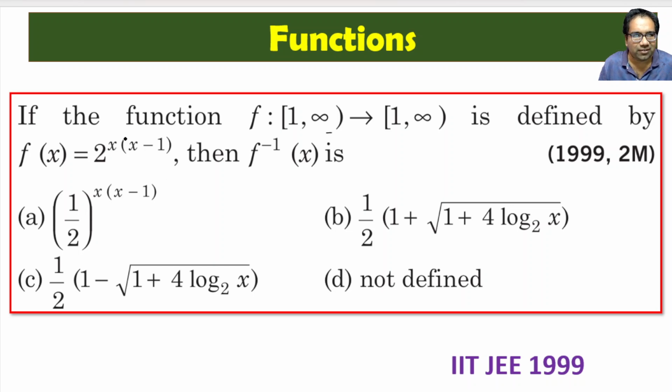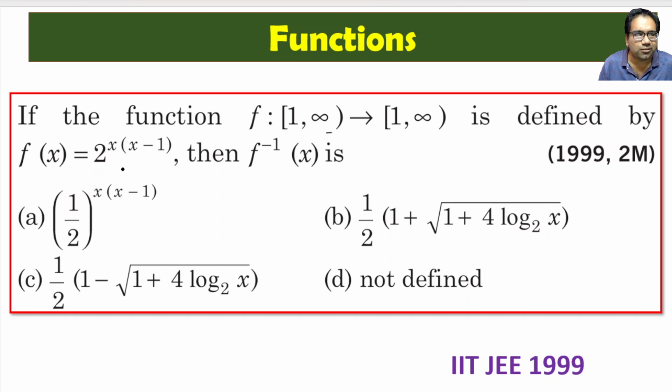Right, guys? If it is increasing at some point and decreasing at some point, then what does that mean? Two x's will have the same y. And in the inverse, one x has two y's, which is not possible. So for an inverse to exist, the original function should be one-one. That means it is either continuously increasing or continuously decreasing.